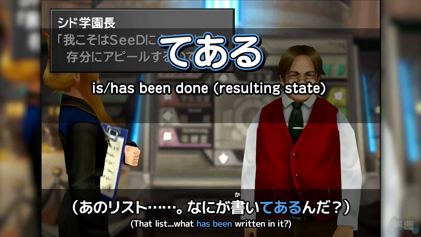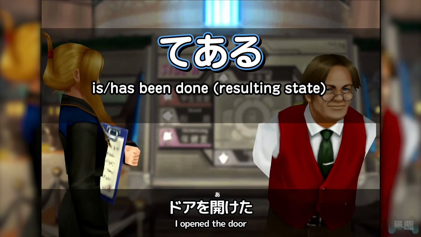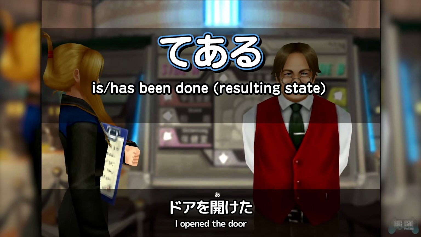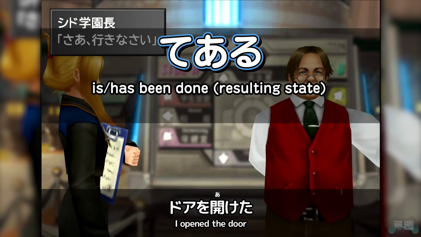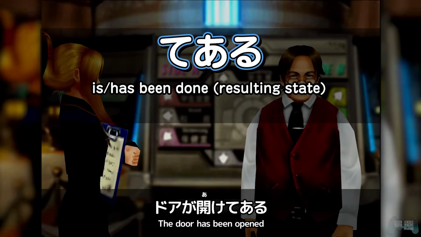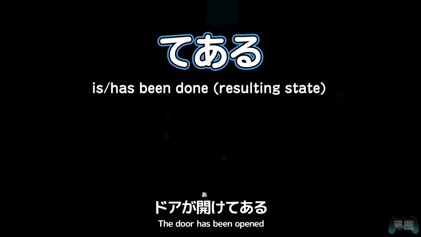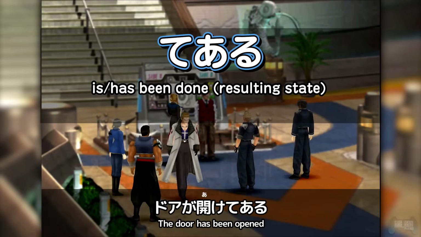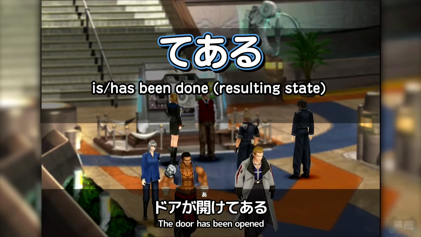So another example could be doa o aketa. I opened the door, so it refers to the action. But if you want to refer to the state, you could say doa ga akete aru. The door is open. You are now referring to that resulting state of the door being open.